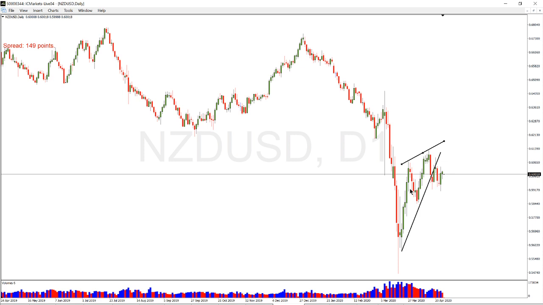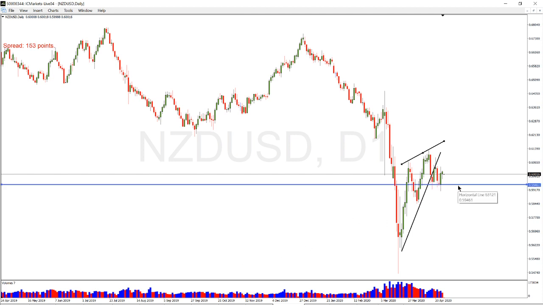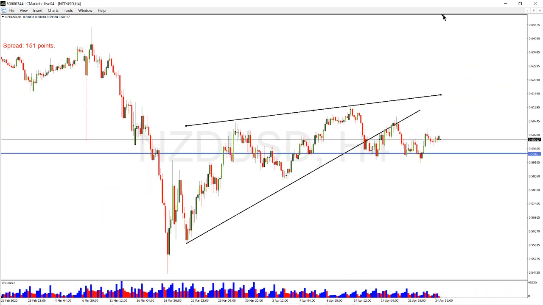Okay, it was a rising wedge, New Zealand USD. Right, what's this doing? It's kind of a rising wedge. It broke down, took a very nice support from this area. Right, what's it doing in H4?